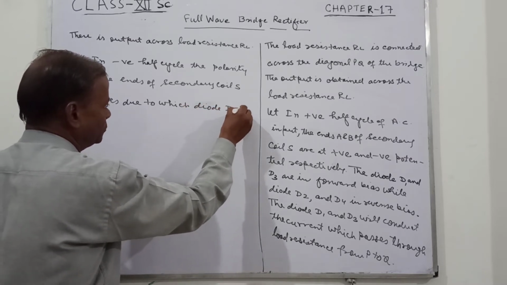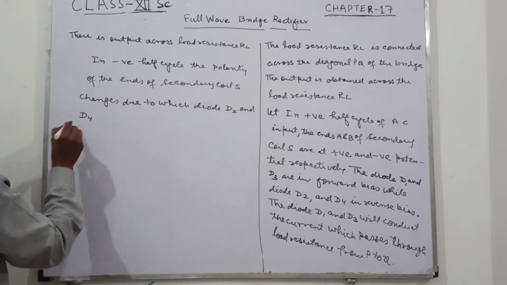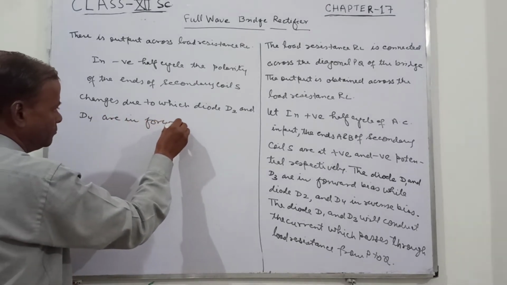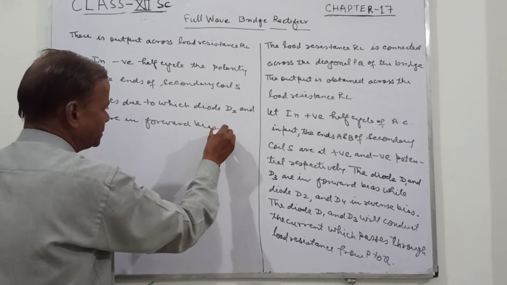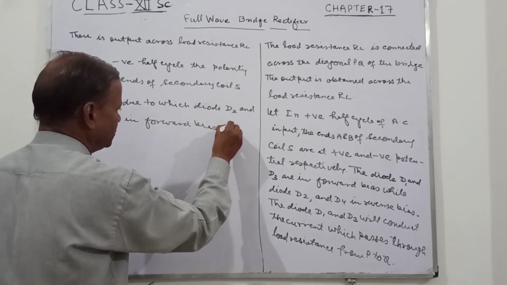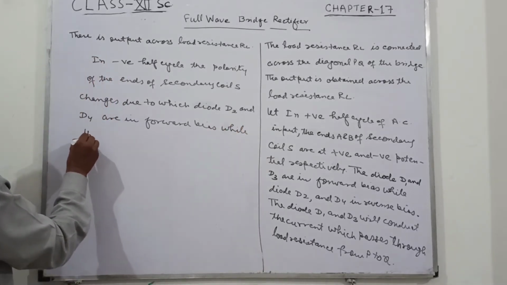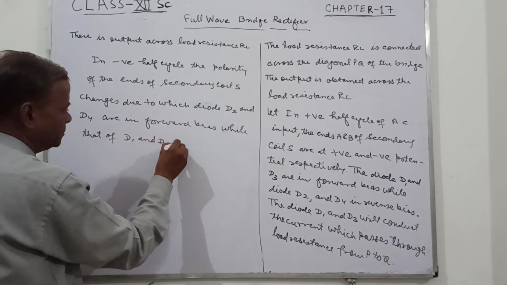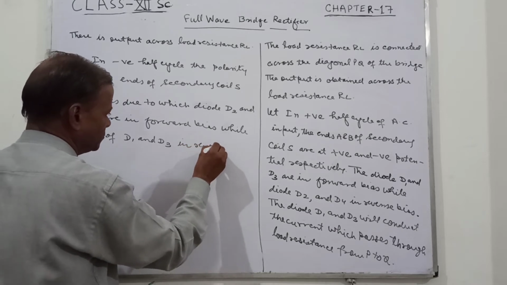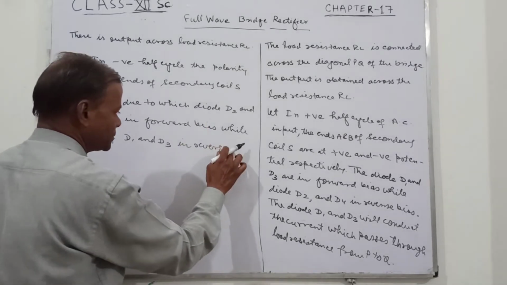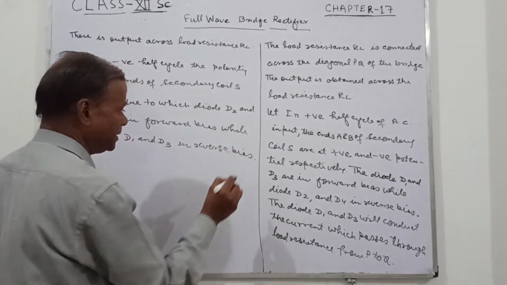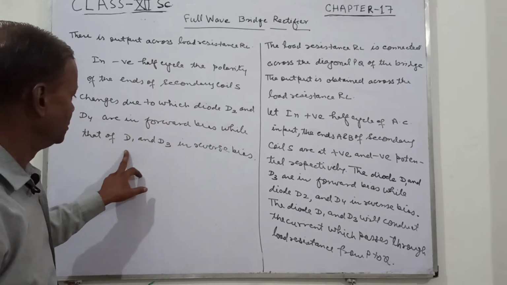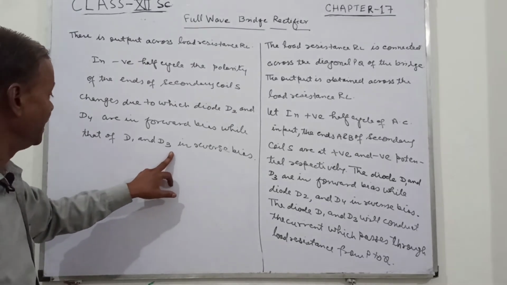diode D2 and D4 are in forward bias, and that of D1 and D3 in reverse bias. Then clearly the current will be due to D2 and D4. There will be no current due to the diodes D1 and D3.